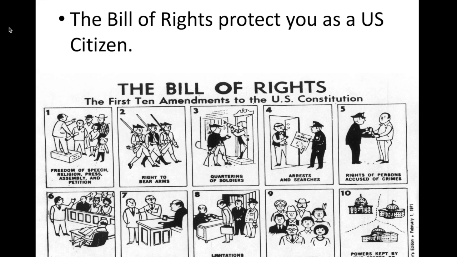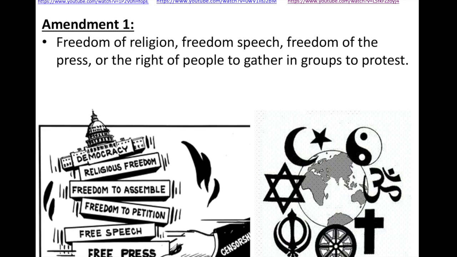What are they? The Bill of Rights protect you as a U.S. citizen. There's 10 of them. Everything from freedom of religion, freedom of press, right to bear arms, and we're going to dive deep into that right now. So Amendment number 1 pretty much contains your freedom of religion.